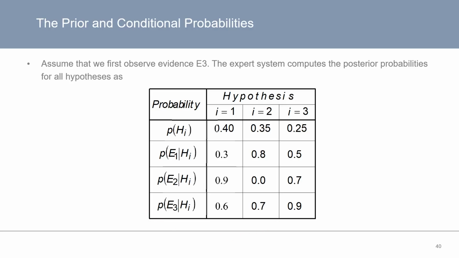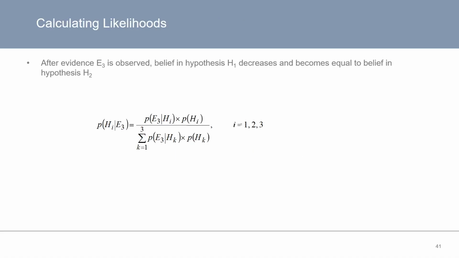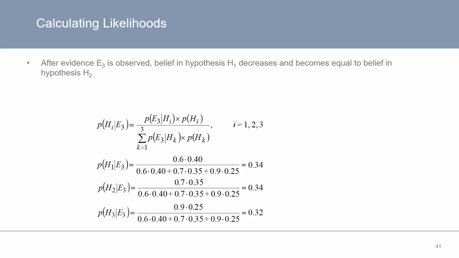In this example, let's say that we first observe evidence 3, and the expert system now computes the posterior probabilities for all hypotheses. So here, we're applying the aforementioned equation, where we're assuming conditional independence, and we have 3 hypotheses for i. Therefore, we have the probability of each hypothesis given that we have evidence 3, as seen in this equation. Here are those 3 calculations, one for each of the hypotheses.